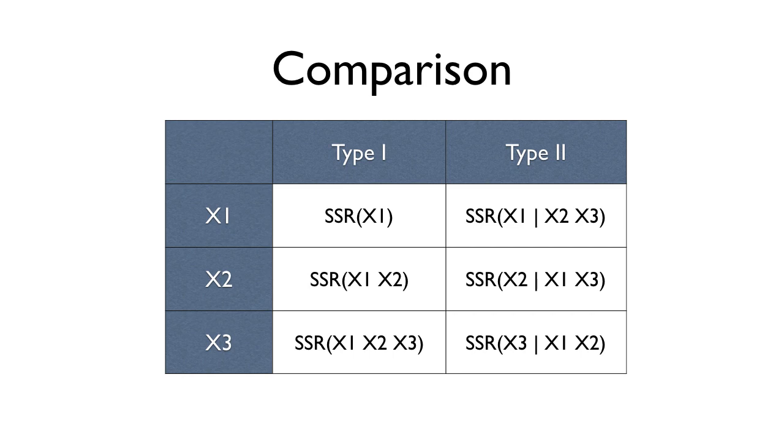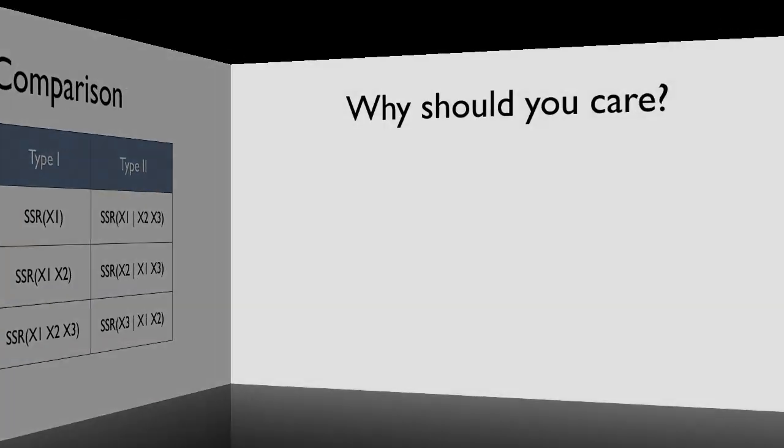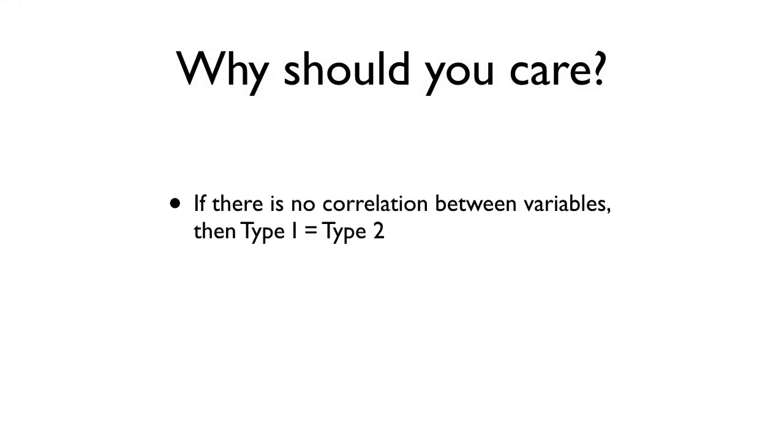The type 2s are saying, we're going to assume it's a three variable model. Here's those first two already in. Now we'll look at that one variable on its own. So you might ask, why should you care? If there's no correlation between the variables, in other words, no overlap, the type 1s should equal the type 2s. So when you look at an output and you see that the type 1s and type 2s are roughly the same, you should be happy. Oh, good, it's mostly unique variance. That's usually not going to happen, but you want it to be as close to that as possible.